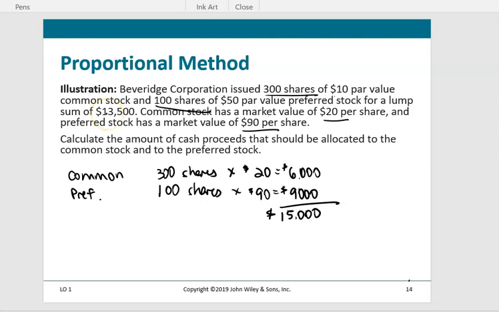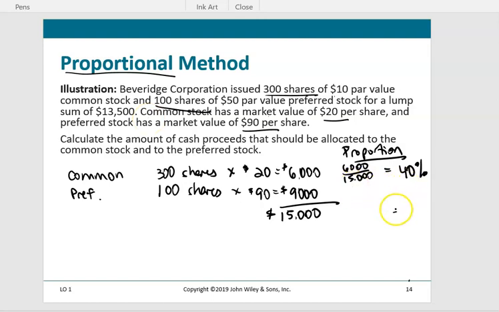So we know our journal entry is going to be cash increases $13,500, but by how much do we increase common stock and how much do we increase preferred stock? What we do, this is the proportional method, so we say common stock is what proportion of the total. So common stock is 6,000 over the total of 15,000, or 6/15, or 2/5. So common stock makes up 40% of the total, and therefore common stock is going to be 40% of this cash 13,500, which we'll see in a moment.